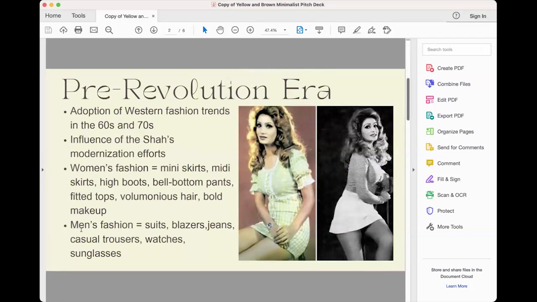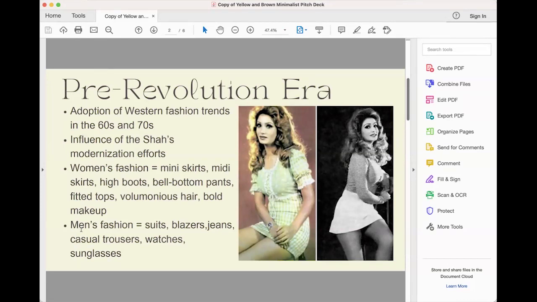So in the period leading up to the 1979 Islamic Revolution, Iran was undergoing a dramatic transformation, embracing Western fashion trends and lifestyles. This era, specifically the 1960s and 1970s, saw the younger generation adopting a style that mirrored global fashion movements. Facilitated by the Shah's modernization efforts, which aimed at westernizing the country, women's fashion was characterized by miniskirts and midi skirts, often paired with high boots, reflecting the influence of Western pop culture icons.